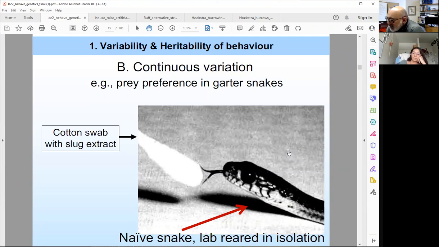So you can expose, in this case, this naive snake to a cotton swab that has had slug extract, slug slime, rolled over it. And you can assess the preference that these snakes might have for various types of food items. And if this behavior is genetically based, then we would expect that naive snakes from coastal populations should have a behavior that's consistent with preference for those slugs, right?